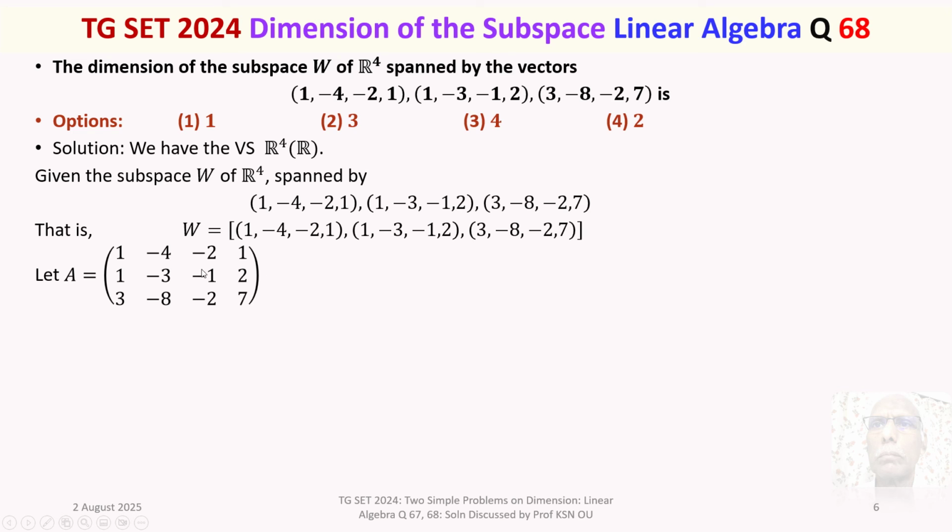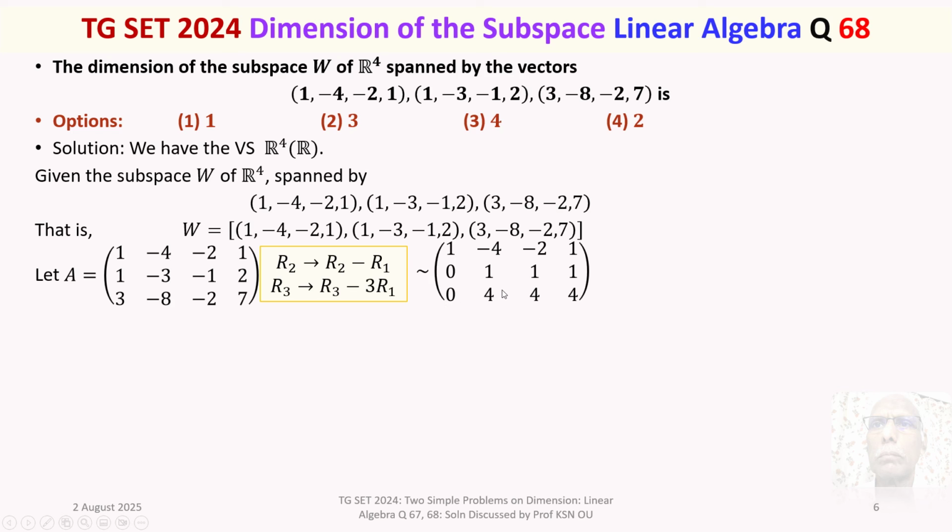On this, we want to reduce the matrix into a row-reduced echelon form. For that, we make elementary transformations. The first elementary transformation is R2 becomes R2 minus R1, so that the element in the second row first column becomes 0. And R3 becomes R3 minus 3R1, and thereby the element in the third row first column will become 0. So this is the matrix after the elementary transformations.